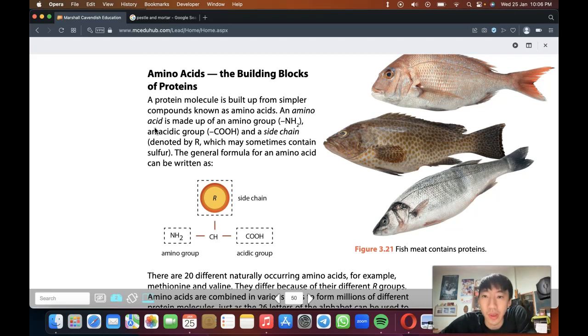Okay, so an amino acid is made up of 3 different sections. Firstly, it's made up of an amino group, which contains nitrogen and hydrogen, NH2. There's also an acidic group, COOH, on the right hand side, and there's a side chain, which sometimes contains sulfur. So the general formula for an amino acid is written like this: amino group, side chain, acidic group.